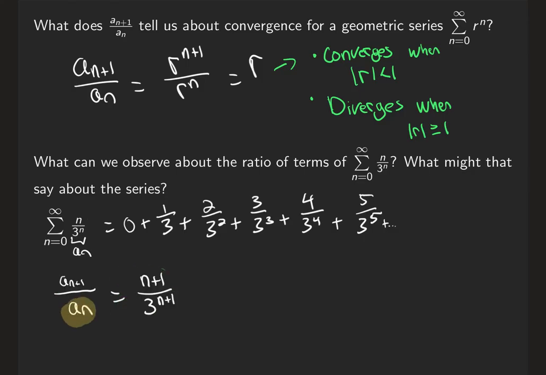So we have n plus 1 over 3 to the n plus 1. Now let's look at a_n. So let's take our a_n, but we have to divide by it. So take the reciprocal. I'll flip it around, and it's the same as multiplying by 3 to the n over n.